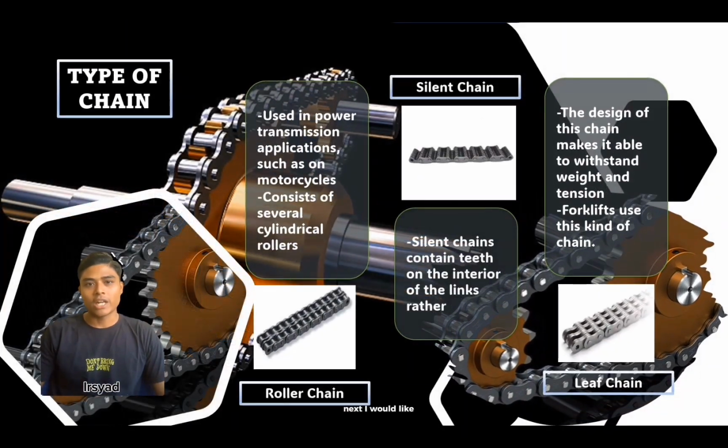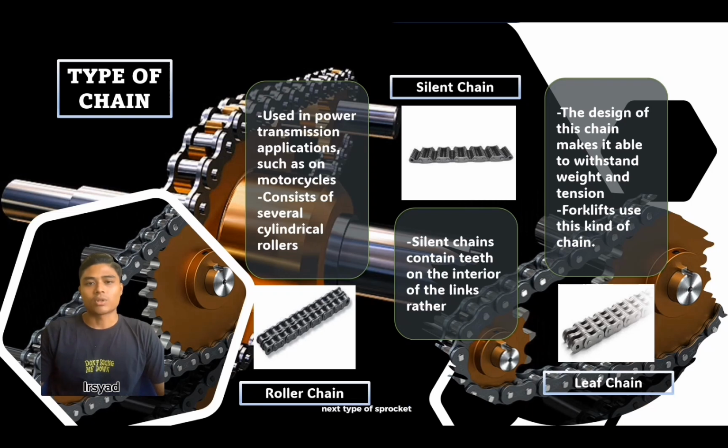Next, I would like to show all of you a few types of chain. First is roller chain. These chains are often used in power transmission applications such as on motorcycles, bicycles, and transmission systems. It consists of several connected cylindrical rollers with side links.